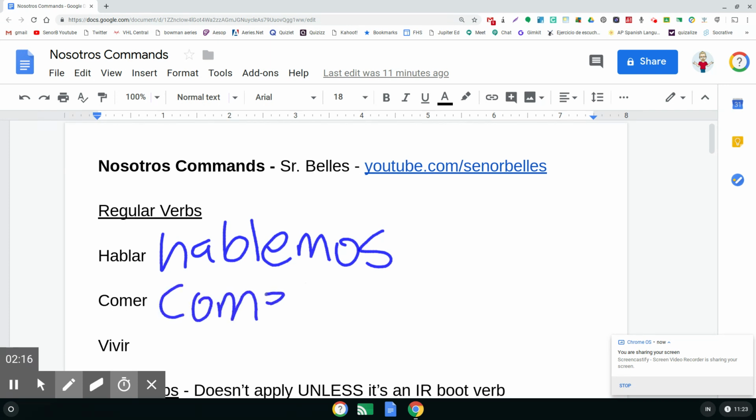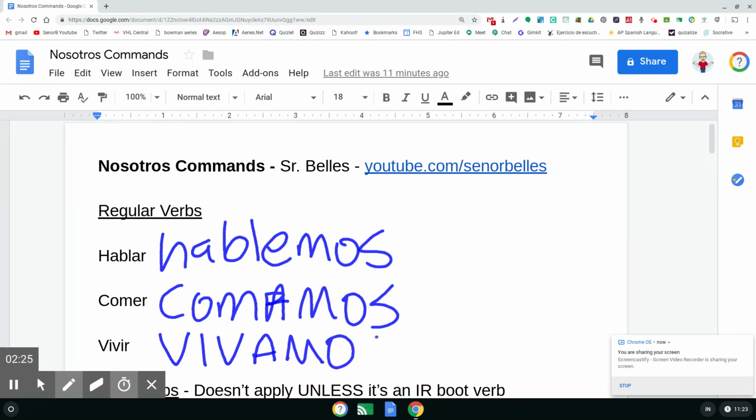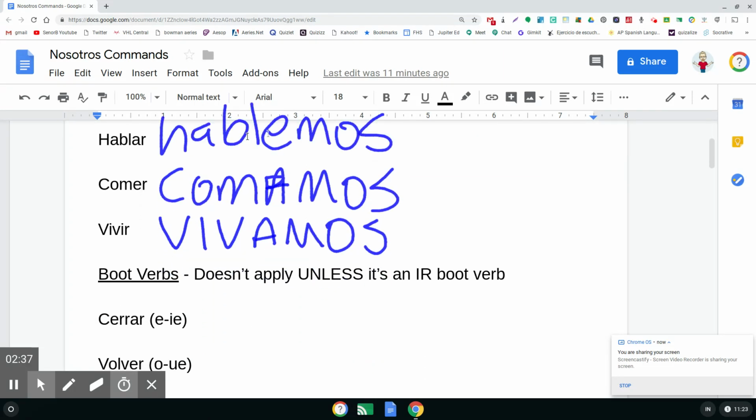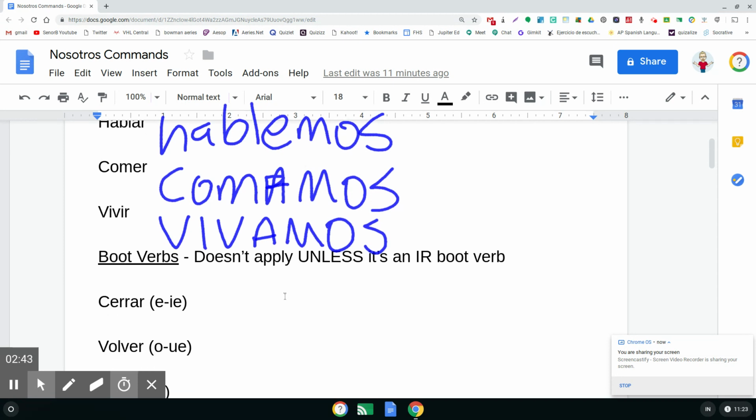The command for comer, again, we're thinking opposites, so it's going to go to an A right here: comamos. Sorry, a little sloppy. And then vivir will be vivamos. The nice thing about these is if you've already learned the subjunctive, those three are exactly the same in the subjunctive. If you haven't learned the subjunctive yet, when you get there, you'll find it to be super easy because, well, it's the same. So those would mean let's talk, hablemos, let's eat, and let's live, in a place or something.